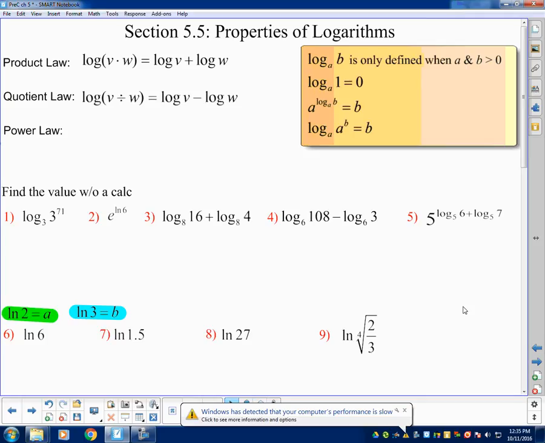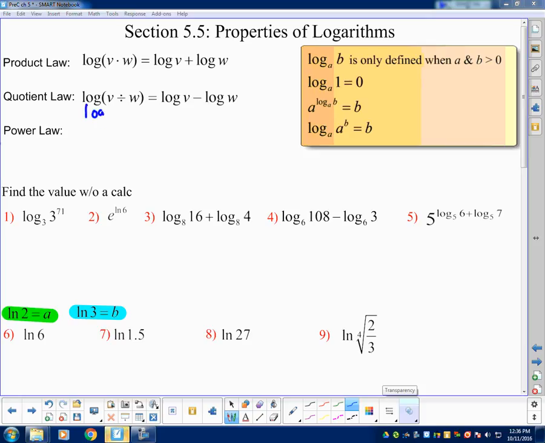The quotient law is log of v over w. That might be a better way to write that rather than v divided by w. This is written when we didn't have maybe math type on here, but log of v over w, I would probably write it that way. Here's what I mean by that. Okay, equals log of v minus log of w. And so log of the quotient is equal to the difference of the logs, is what that's saying.